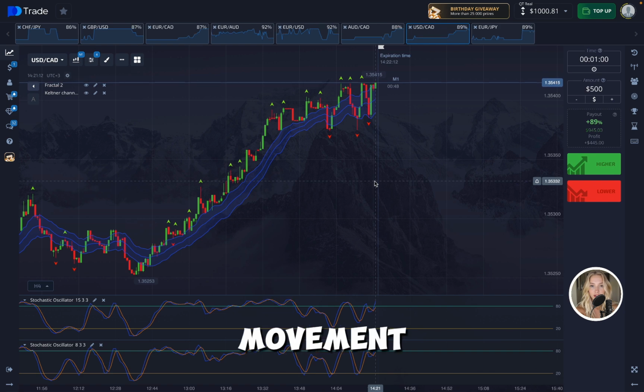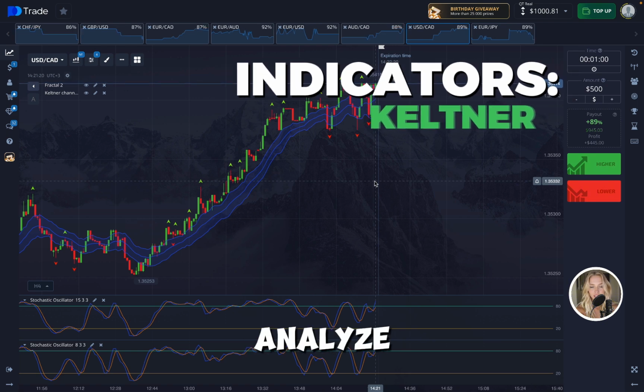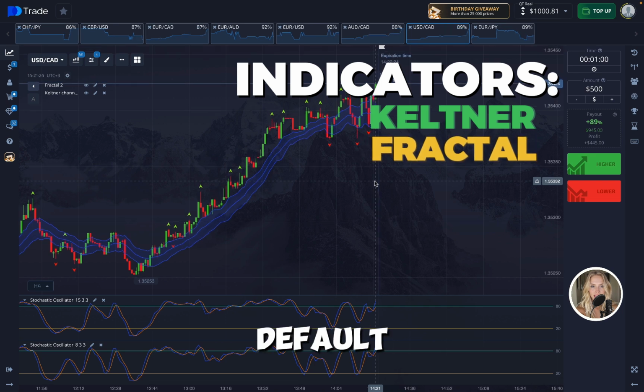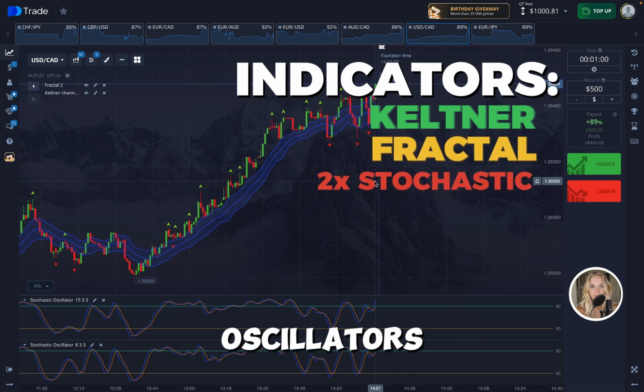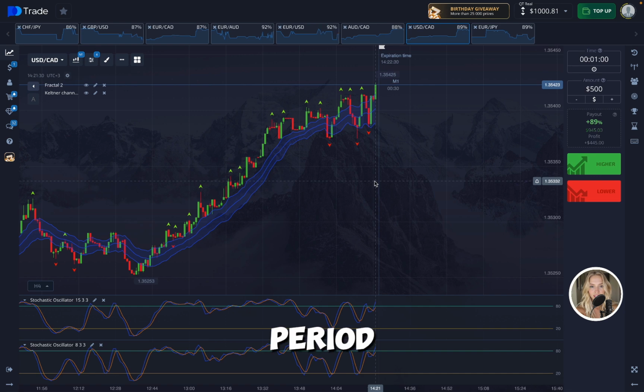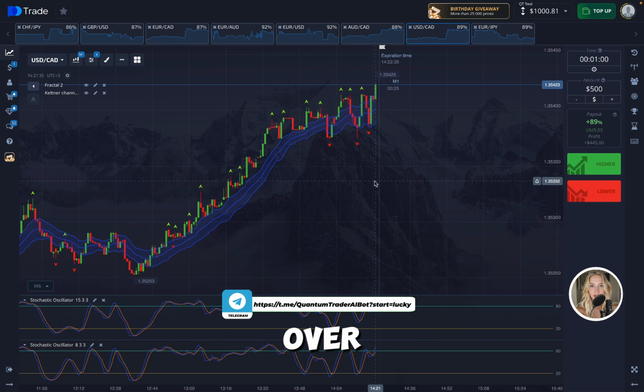After analyzing the movement for today, I came to the conclusion that it is better to start from the channel indicator, and for today I took Keltner to analyze the channel, and in symbiosis, a fractal, with default settings, and two stochastic oscillators. The first one will have a period of 15 and the second one will have a period of 8. We leave the oversold and overbought areas by default. These oscillators are 20 and 80.